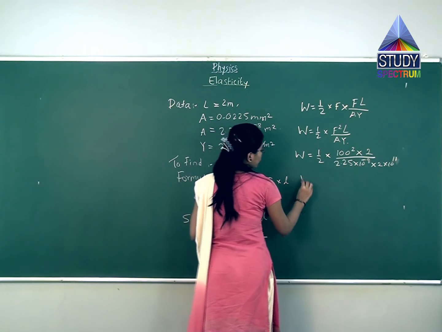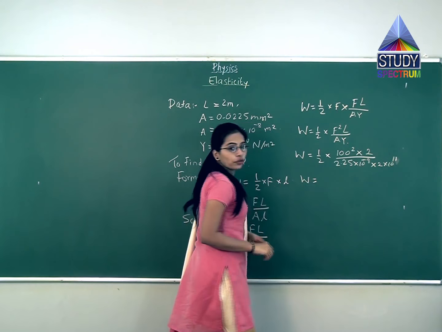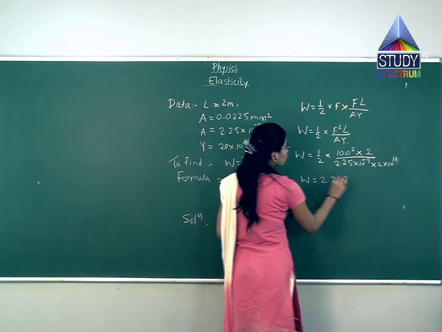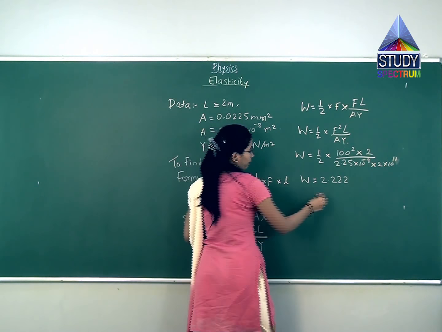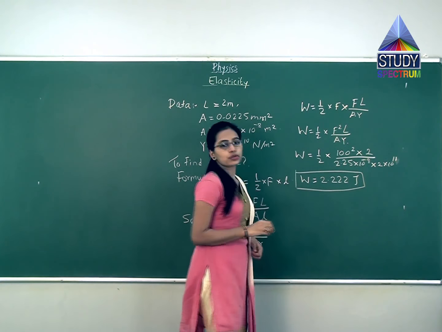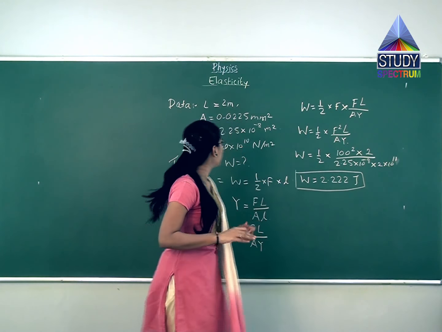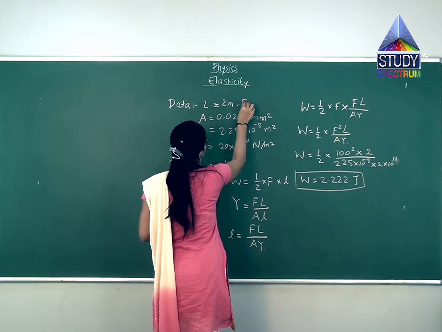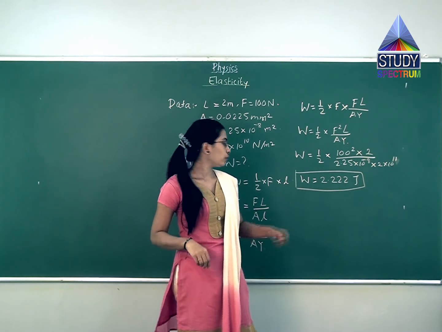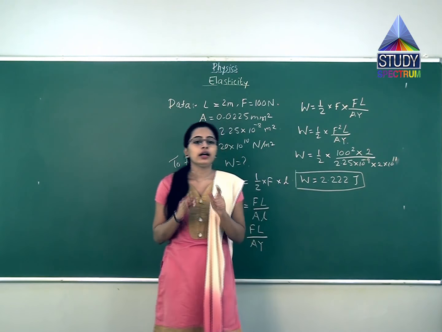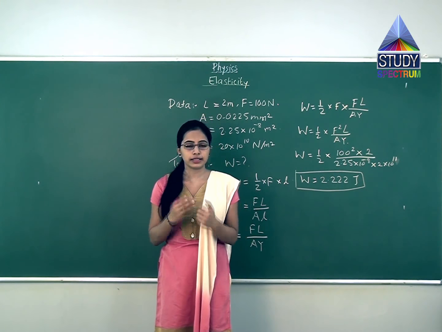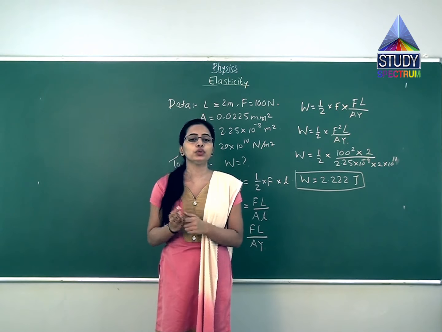After calculation you will get your value of W as 2.222 joules. So this was a simple problem. In the data mentioned, force is equal to 100 Newton. So in the answer you will write properly: the work done by the load, or work done on the wire, is equal to 2.222 joules.